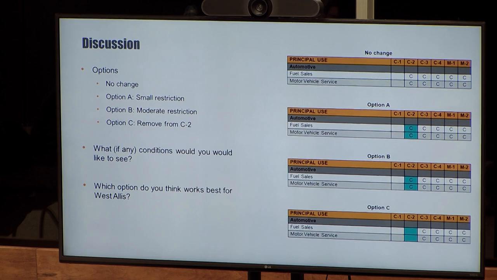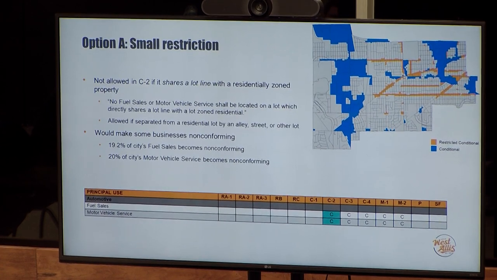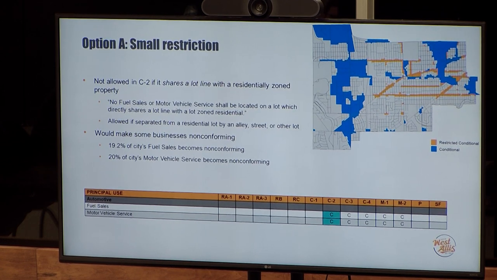What was option B again? Can you go back to that slide? That one's a little bit confusing. It's very similar to option A, except that we're now including all properties that border an alleyway with residential. It's a slight tweak. The difference between A and B is really just a slight tweak in the language that would change it from 20% non-conforming in option A to 40% non-conforming in option B. The intent for both is considering restricting those uses if they're near residential uses. It's just two ways of phrasing it that would impact more of these automotive uses in one wording than the other.